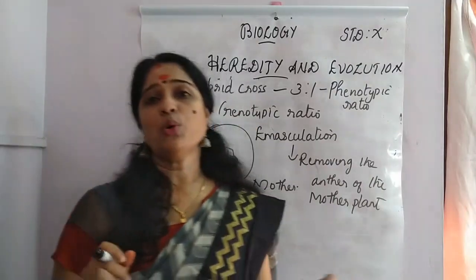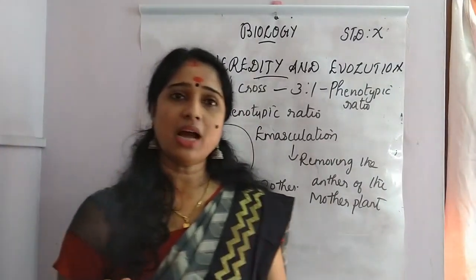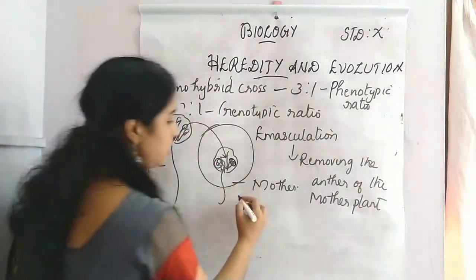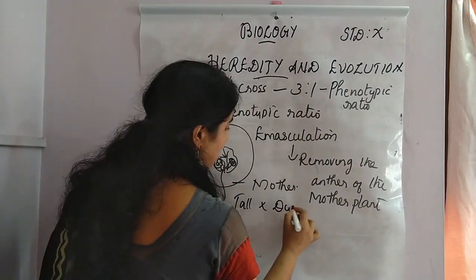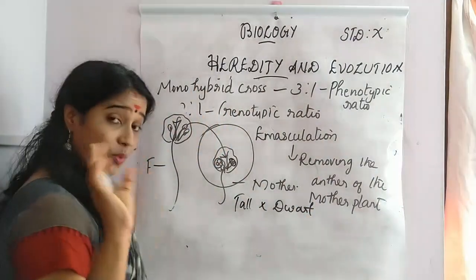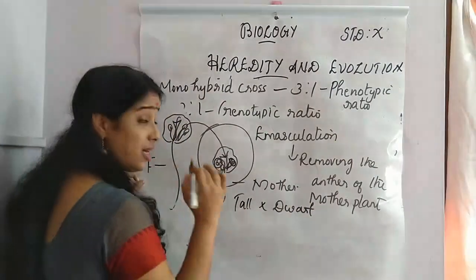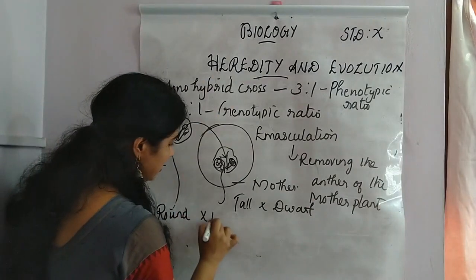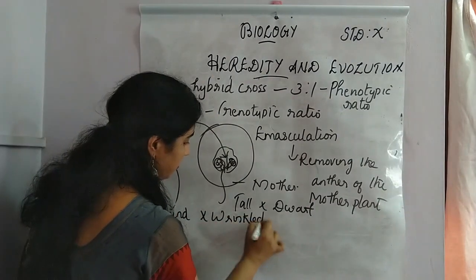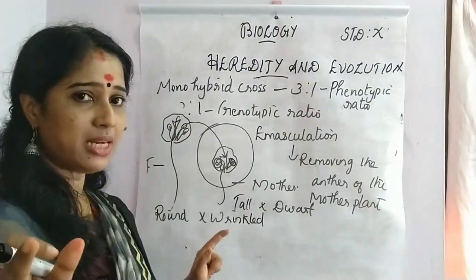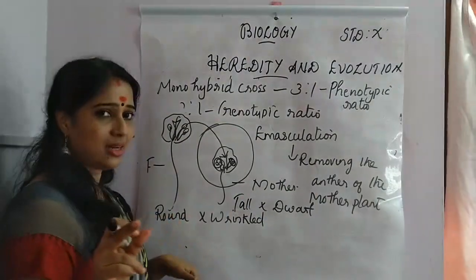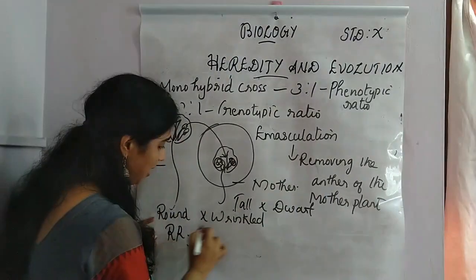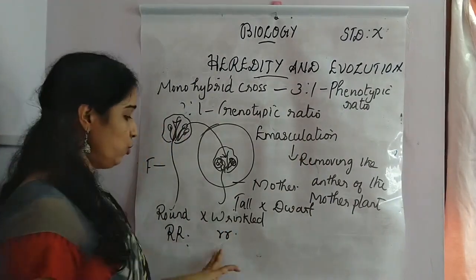So hope it is clear about the monohybrid ratio. So my dear children, I would like to give you a work. Here Mendel crossed one pair of characters, that is the tall and the dwarf. I want you to do a cross by selecting the shape of the seed. Some seeds are round and some seeds are wrinkled. Before the next class, I want you to do the cross. Mendel had given round as capital R and wrinkled as small r. This is a clue for you.